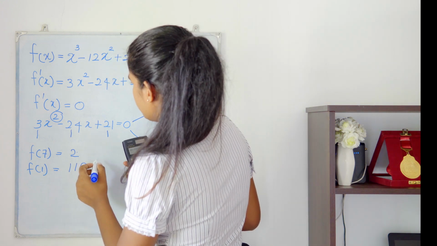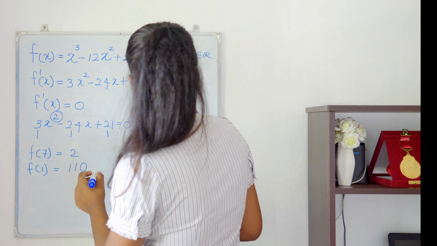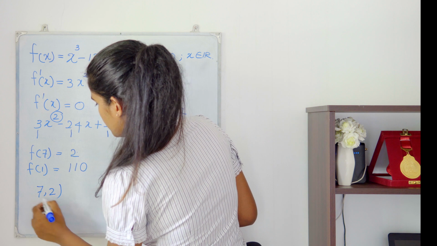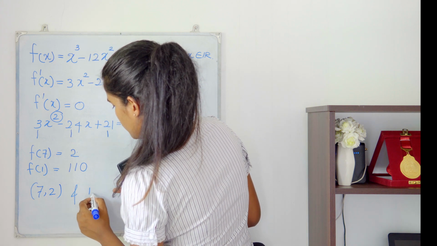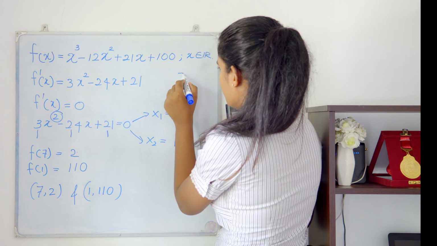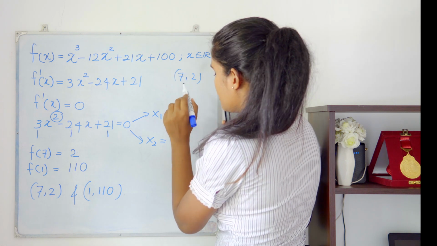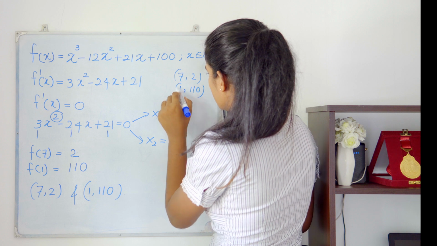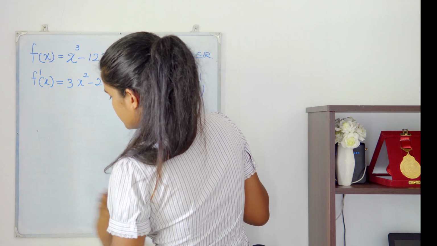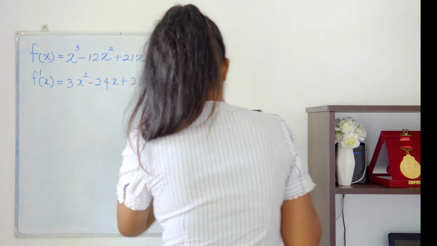Now we got the extreme points. There are 2 extreme points, (7, 2) and (1, 110). I'm going to note this down in the corner. Okay. Then I'm going to check whether it is a maximum or a minimum.